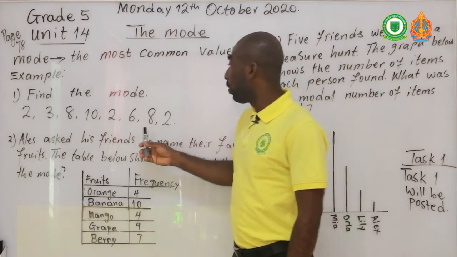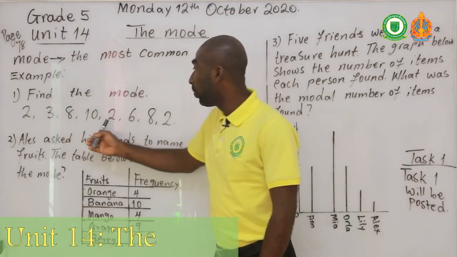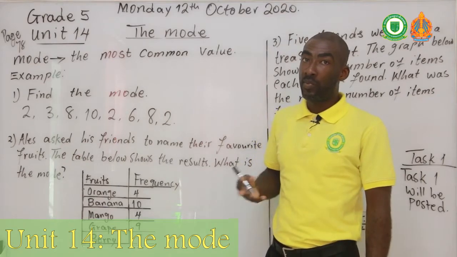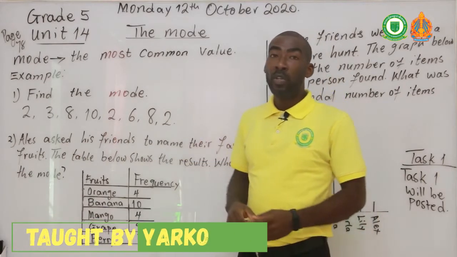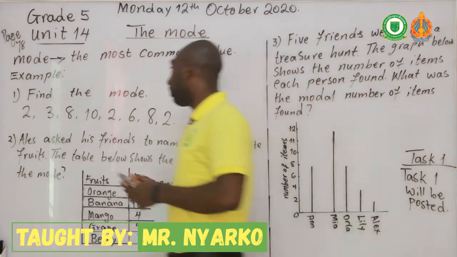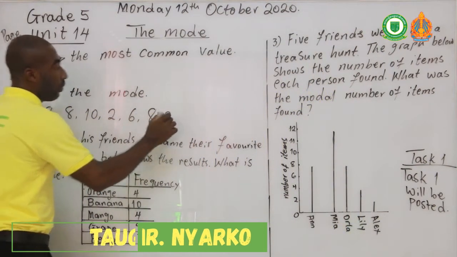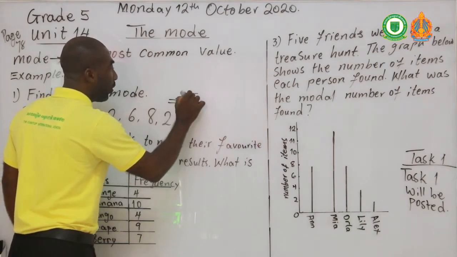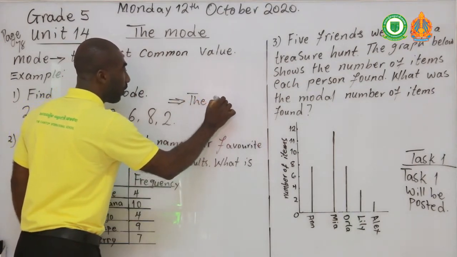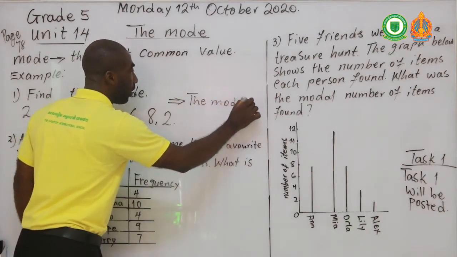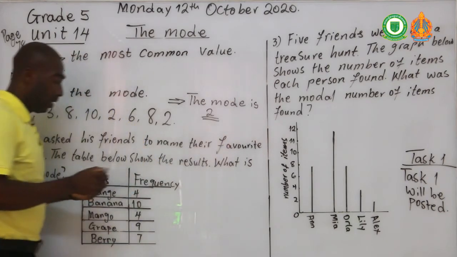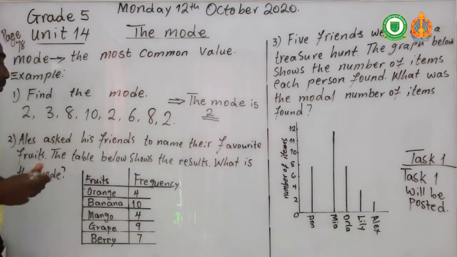Whilst 8 is appearing just 1, 2 times, and 6 is appearing just 1 time. So the mode becomes 2. Okay, so here we say that the mode is 2. So 2 becomes our mode. Okay, let's look at our second example.